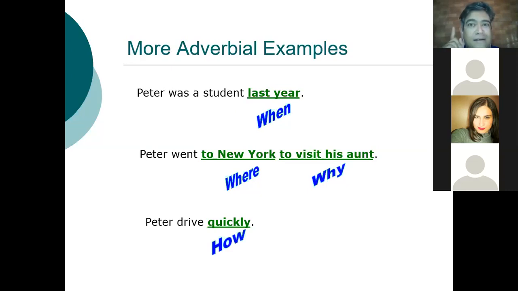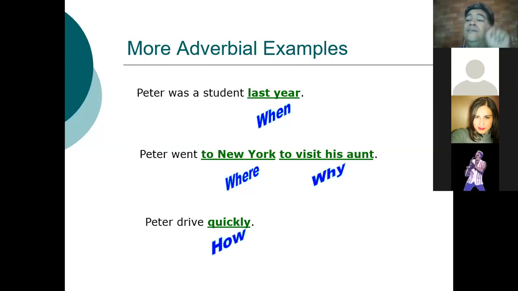You understand? Yes. Peter was a student last year. Last year is a when. Peter went to New York is a where. The reason? To visit his aunt. Peter drove. How? Quickly. You understand? Yes. Peter came by car, as I said. Well, how? By car. You understand this part? Is that clear? Yeah, understood. Sorry for being insistent, but I need to have this clear so I can move forward.